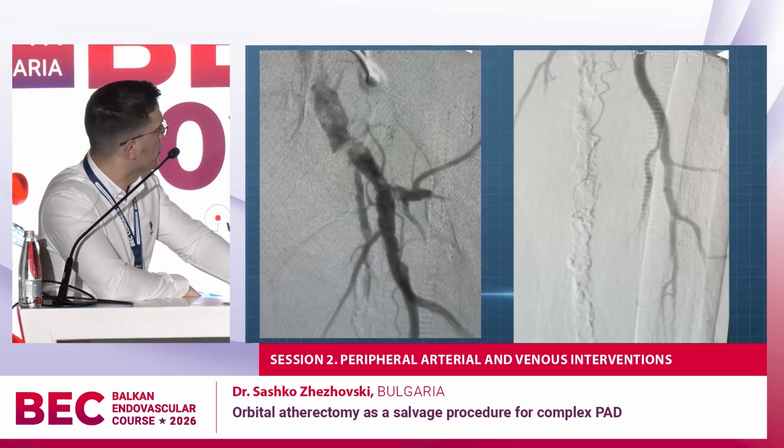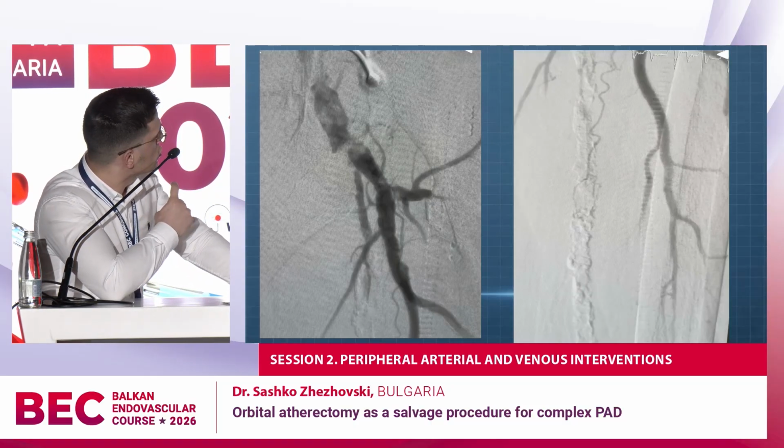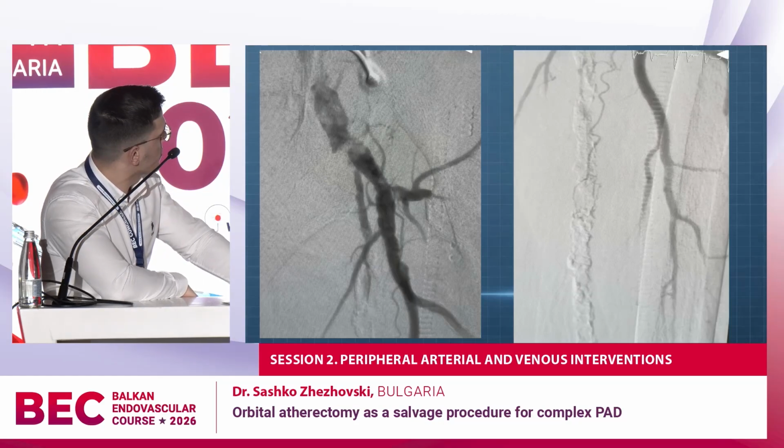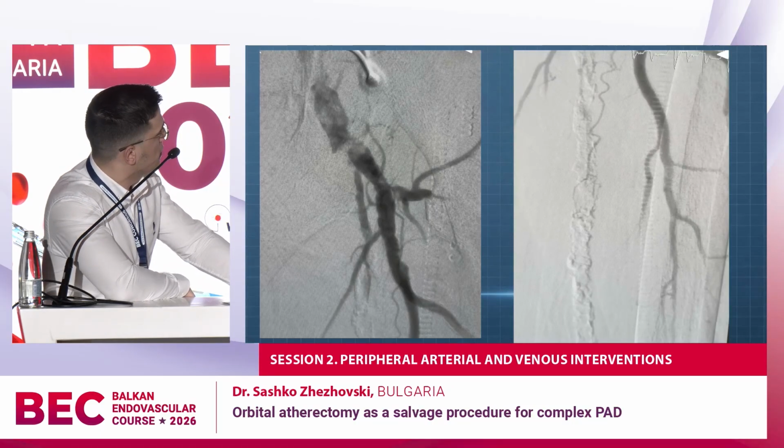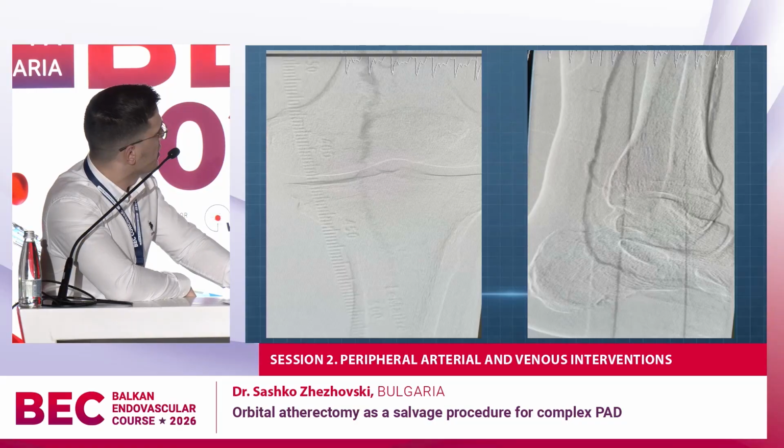He also underwent orbital atherectomy. As you can see, there is an ostial superficial femoral artery to the left that is completely obliterated, and on the right image is the subtraction, and these are the below-the-knee vessels.